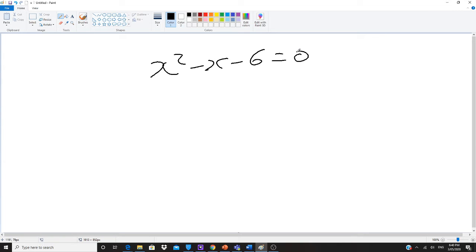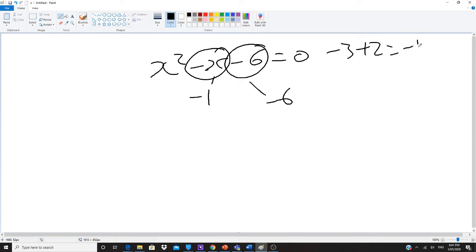Okay, so we have to find two numbers which will add to -1, and two numbers which will multiply to -6. In this case we're going to have -3 plus 2 is equal to -1, and -3 times 2 is equal to -6.